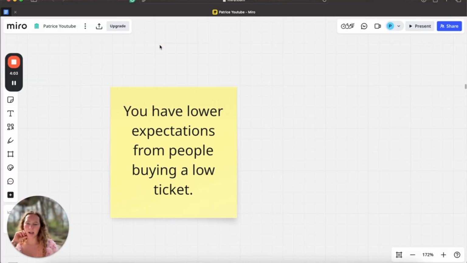And the caveat to that is there's always a small percentage within that big average group of people that want a high ticket offer. So keep that in mind. You have lower expectations from the people buying a low ticket. The cool thing about this is you can scale to 1,000 members at $10 and have a really nice monthly income, 10K a month coming in. And those people paying $10 a month are not expecting one-on-one calls with you.